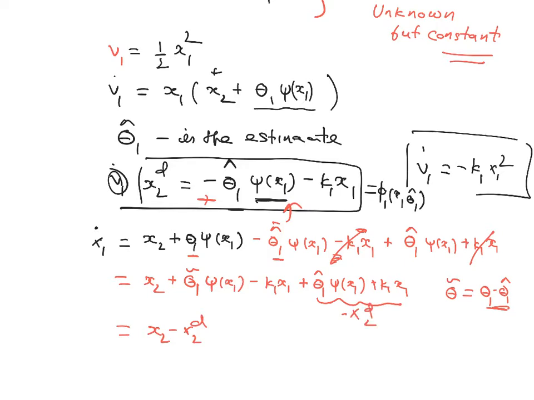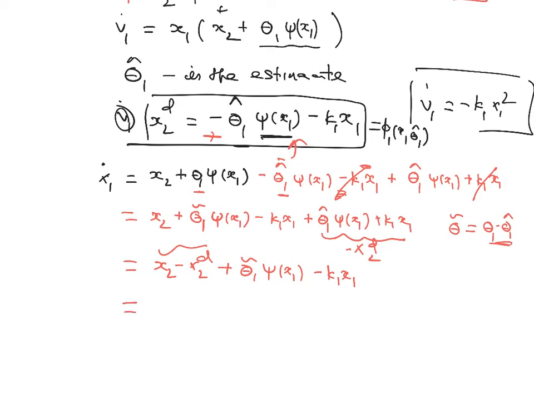So we can take that. So this is, and then plus theta 1 bar phi of x1 minus k1 x1, right? So this we can define as z. We also want x2 to go to x2 desired, so that's z. So we can rewrite our equation as z plus theta 1 bar phi of x1 minus k1 x1, right? Now that's x1 dot. Now we can plug this in and see what V1 dot will look like.